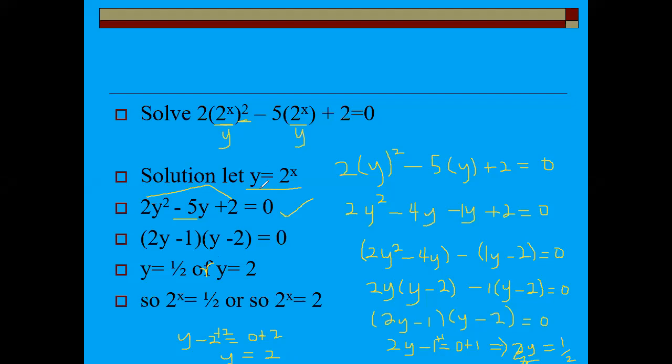But we said that y is equal to what? 2 raised to the power x. So meaning that 2 raised to the power x is equal to half, or 2 raised to the power x is equal to 2. Then you can solve for your x from this step. Now, in solving for your x, because we don't have space, let me take your questions and answer them before I continue.